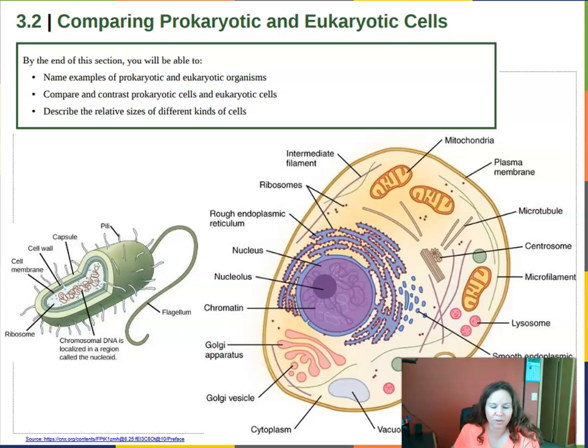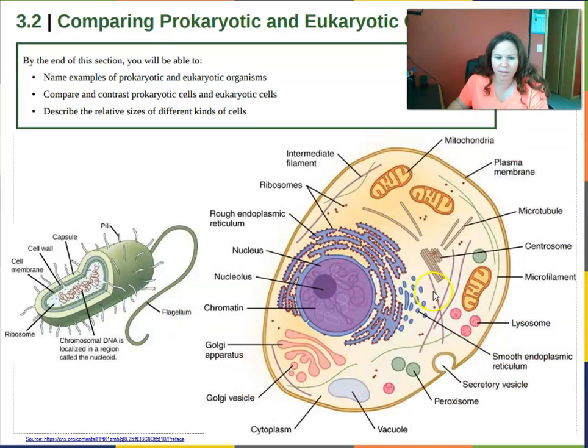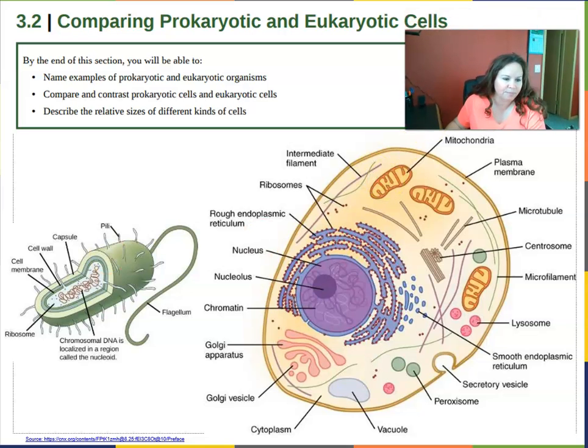All right, let's move on to section 3.2. We're going to compare the two major types of cells, prokaryotic and eukaryotic cells. We'll be able to name some examples of those by the time we're done, and some examples of eukaryotic organisms, compare and contrast the different types of cells, and describe their relative sizes. So keep going back to this picture right here, which has a prokaryote cell on the one side and a much bigger eukaryotic cell. These are not to scale, but keep going back to these to visualize what these types of cells look like.